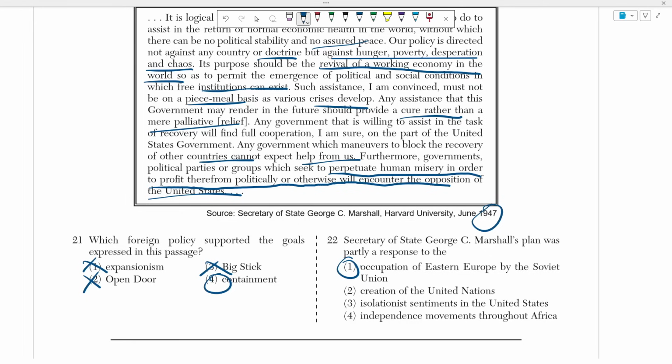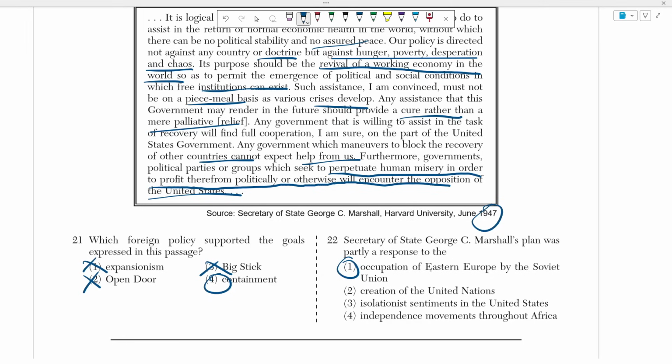So again, the fact that the Soviet Union was expanding in Europe really scared American lawmakers. The Warsaw Pact, they see them unifying the rest of Eastern Europe. So America is like, we need to help Western Europe so that Western Europe doesn't fall to communism.